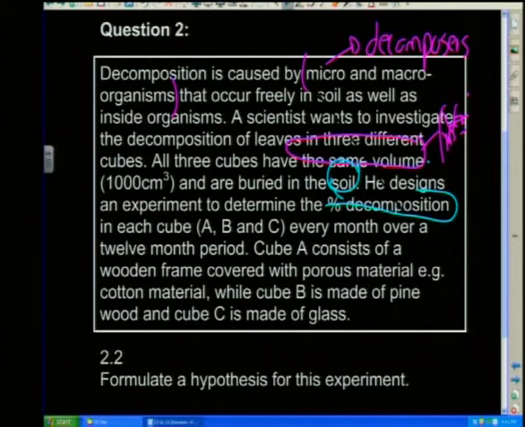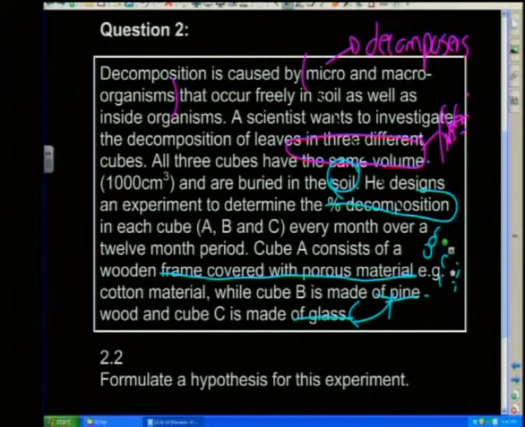Cube A consists of a wooden frame covered with porous material. In other words, cotton material. So it's cotton, and I want you to start thinking that it's got holes in it. Then cube B is made of pine wood. So the whole thing is made of wood, so it's solid, but it still is wood. The last one is made of glass. So which of those two do you think would be the most impenetrable? Start thinking about that now.